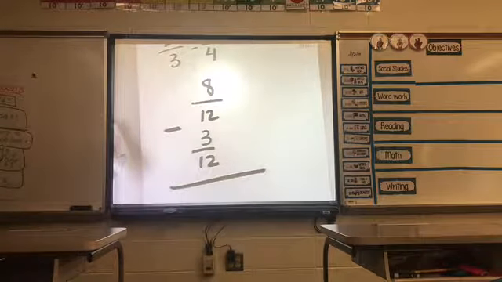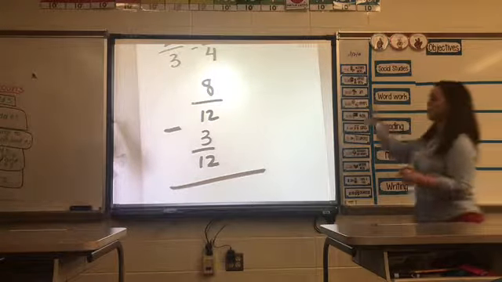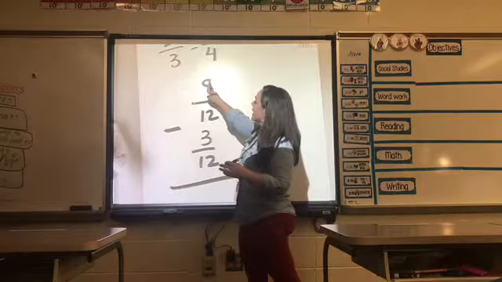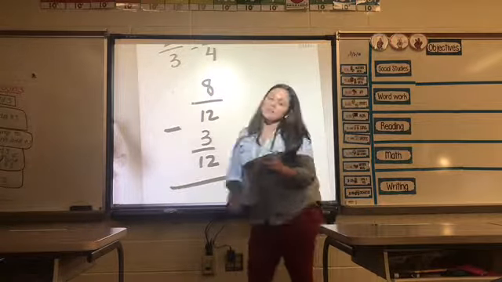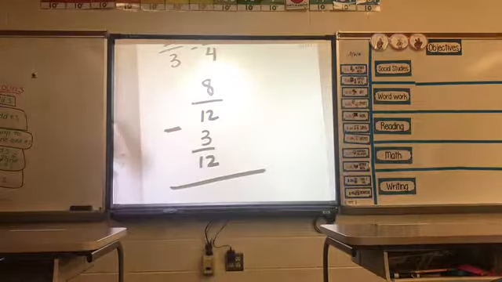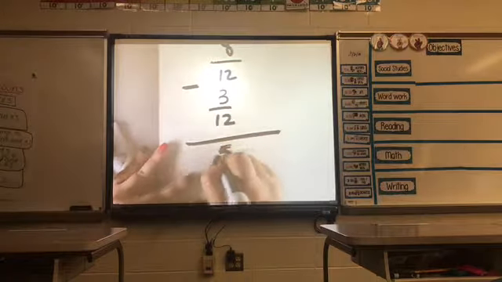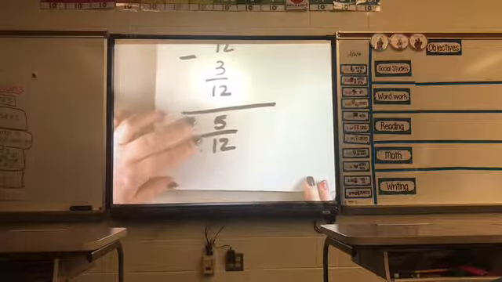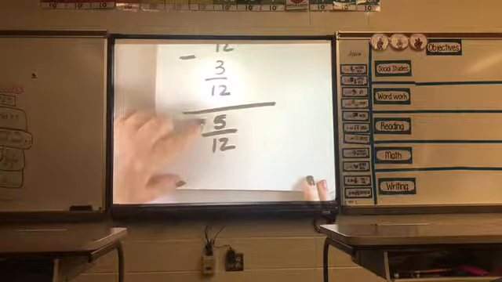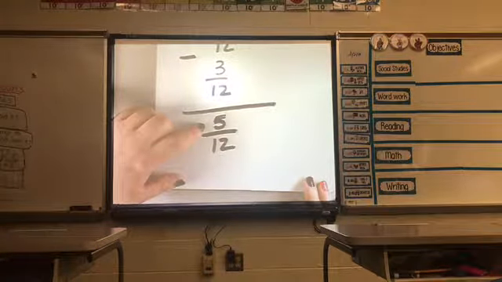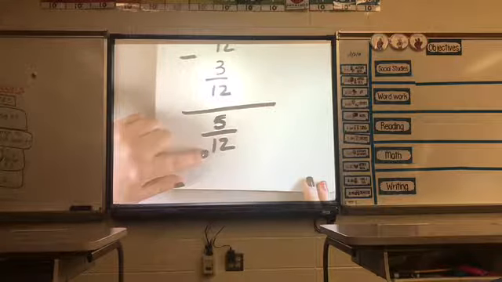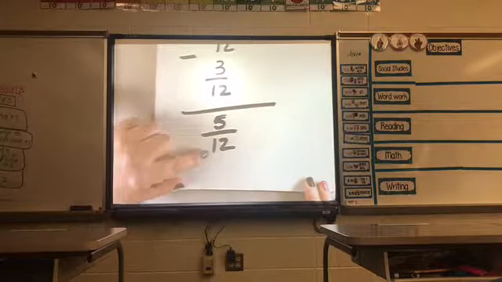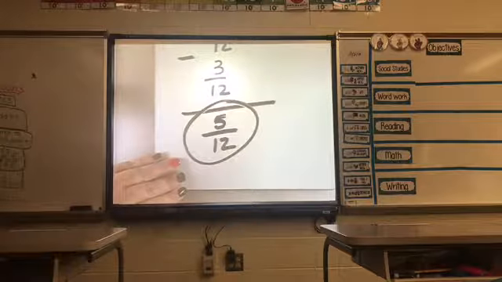Now, I didn't have a whole number, so I didn't need to worry about that. Can I subtract 8 minus 3? The answer is yes. So 8 minus 3 is 5, and I get 5/12. This is not an improper fraction, and I cannot reduce it because I can only do 5 divided by 5, but I cannot do 12 divided by 5 and get an even number. So that means this is my final answer.